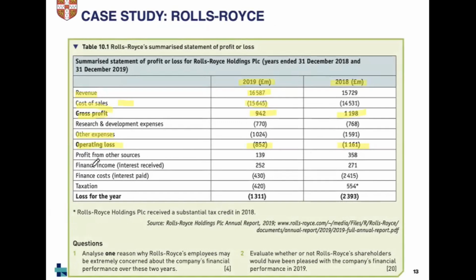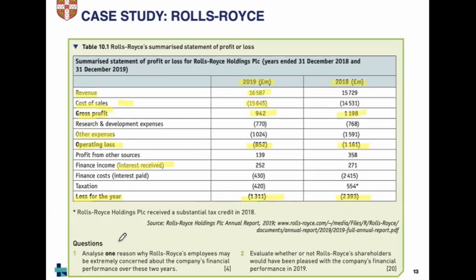And then finance income, that is interest received. Perhaps they have some huge bank accounts that are earning interest from the bank. This is not the operation of the business, so it is not added to the operating profit or the operating loss. It is separated and it is deducted in a separate line to get the loss or the profit for the year. Unfortunately for this business, they are making losses in 2018. The loss in 2018 is bigger than the loss in 2019. Let's look at the question.